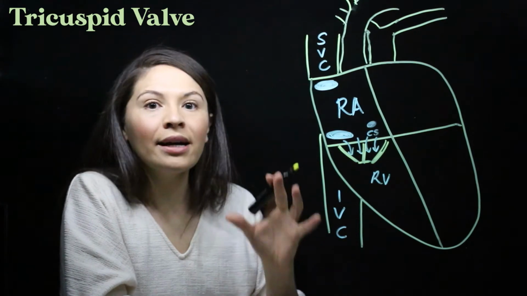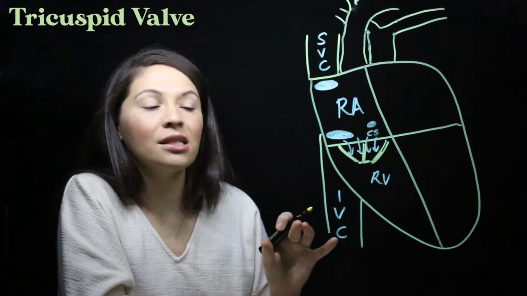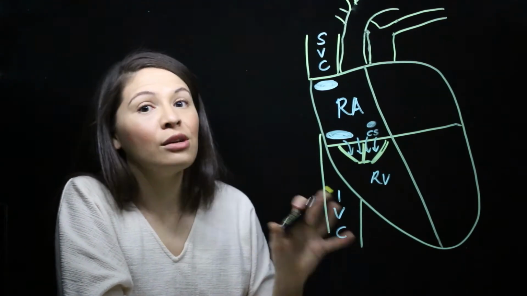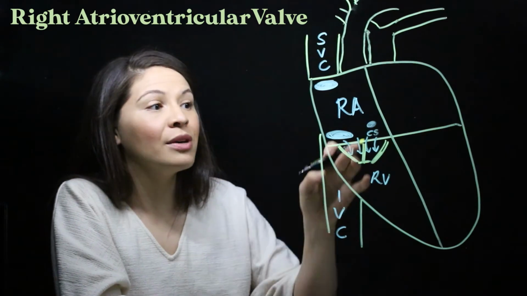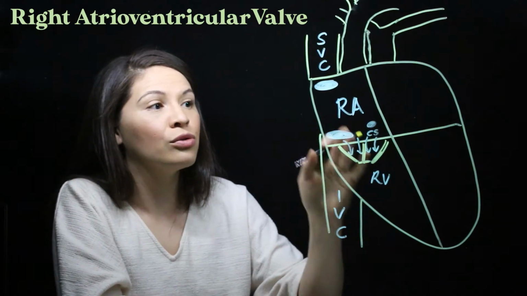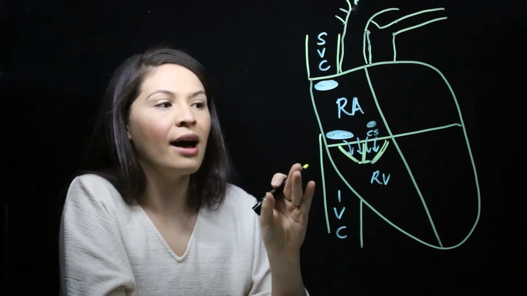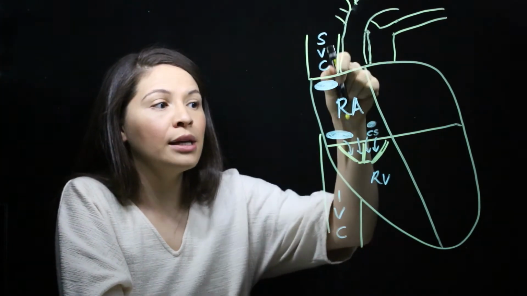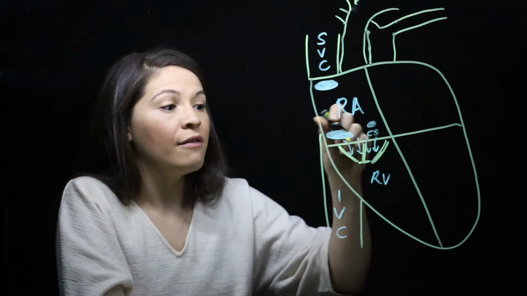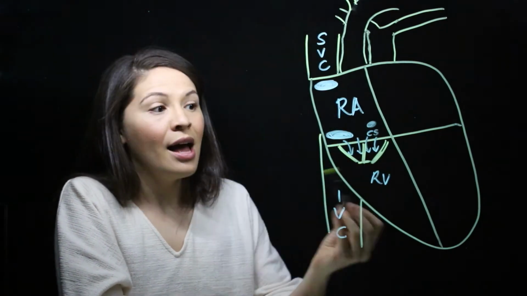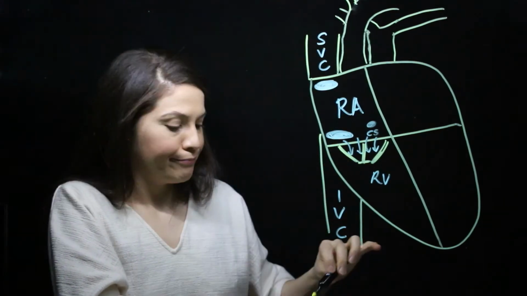It is called tricuspid valve because it has 3 cusps. It is also known as the right atrioventricular valve because it's separating the atria and the ventricles on the right-hand side. So this is a unidirectional valve, meaning that blood can only pass down into the ventricle from the atria and blood can't go back up.